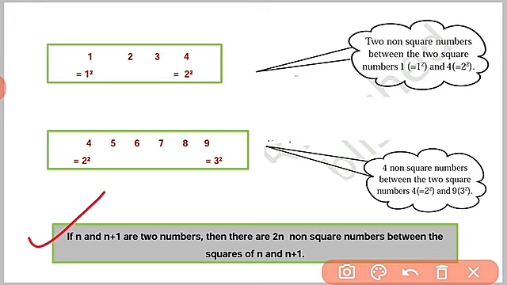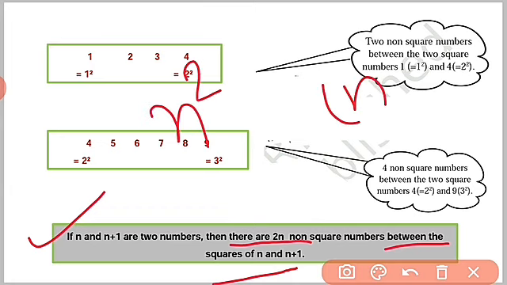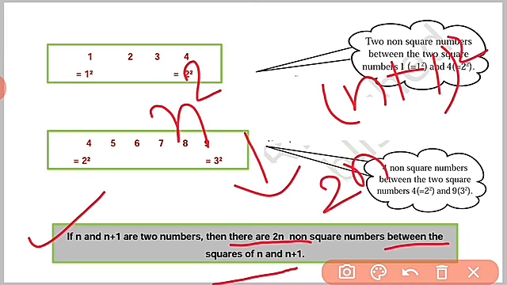Read this. If n and n plus 1 are two numbers, then there are 2n non-square numbers or natural numbers between the squares of n and n plus 1. Means between the squares n squared and n plus 1 squared, there are a total of 2n natural numbers or 2n non-perfect square numbers or 2n non-square numbers.